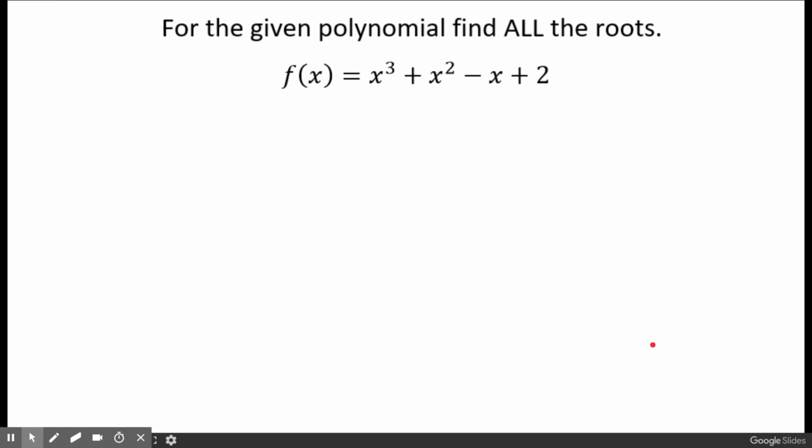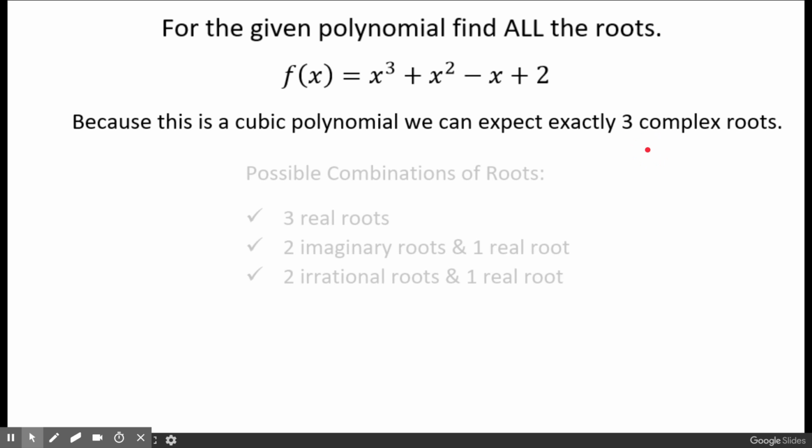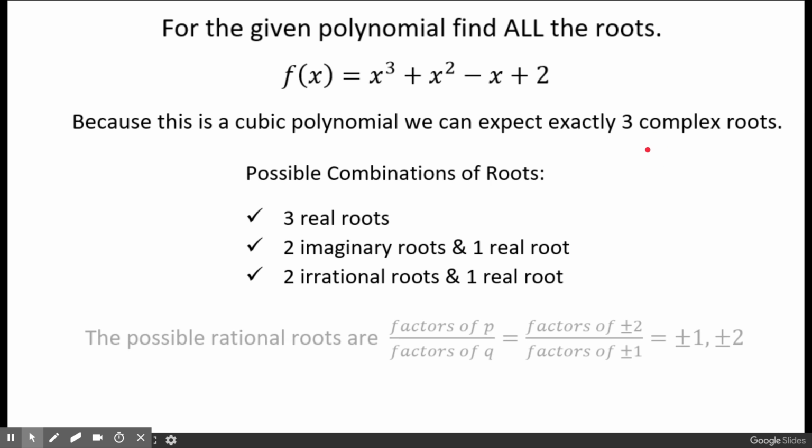We're being asked to find all the roots for this cubic polynomial. Because it's cubic, we know that we can expect exactly 3 complex roots. We also know that we're going to have one of 3 combinations, either 3 real roots, 2 imaginary and 1 real, or 2 irrational and 1 real. And the possible rational roots for this particular polynomial are plus or minus 1 and plus or minus 2.